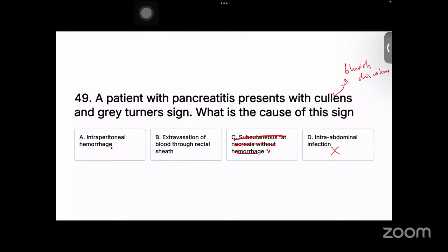So both of them are in the track of the rectus sheath, and we have it in the retroperitoneum, not in the intraperitoneal cavity. So we rule out this intraperitoneal hemorrhage also. So at the further end, we are left with extravasation of blood through the rectus sheath. So the optimal answer here is extravasation of the blood through the rectus sheath. Okay. So these are the ones. Okay, next.